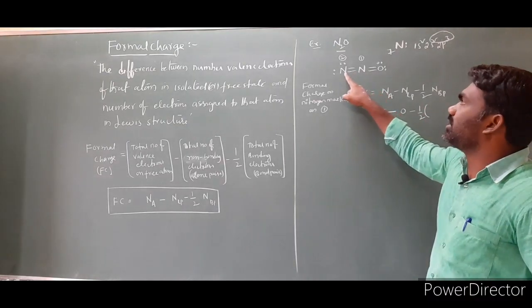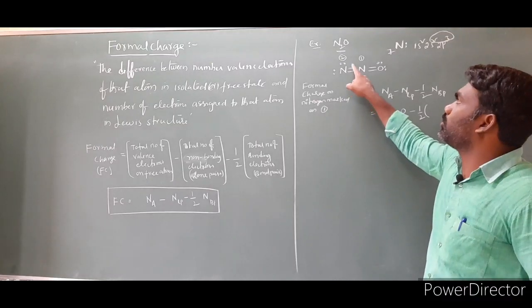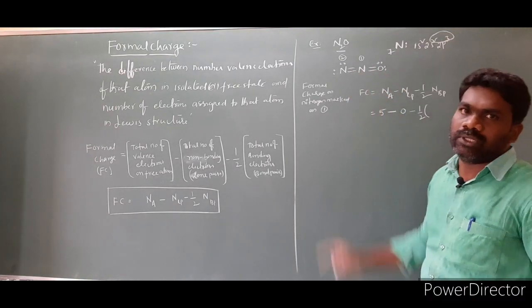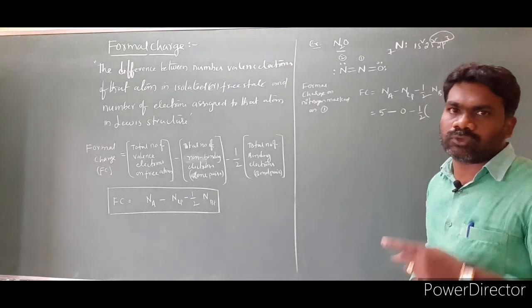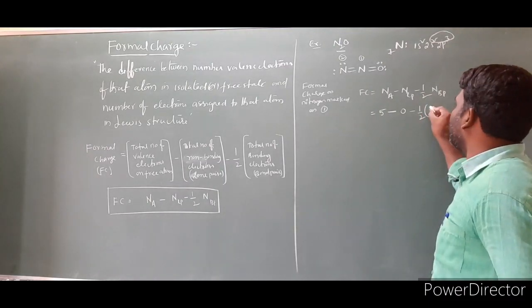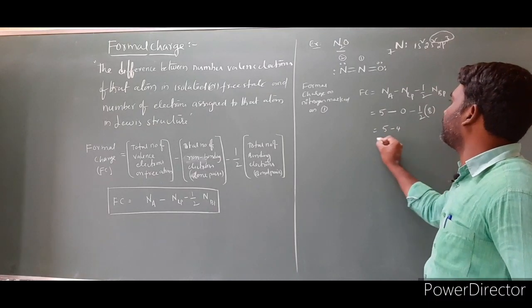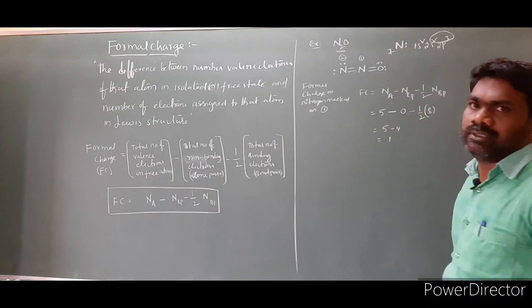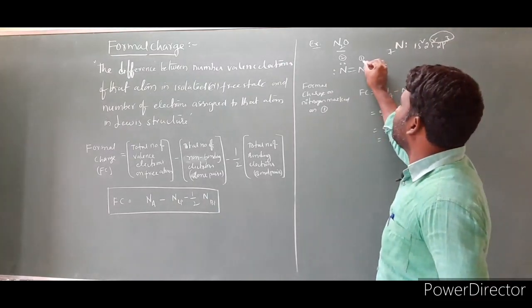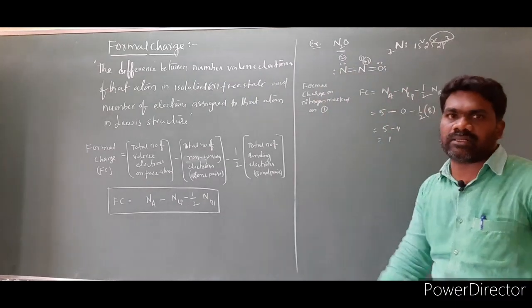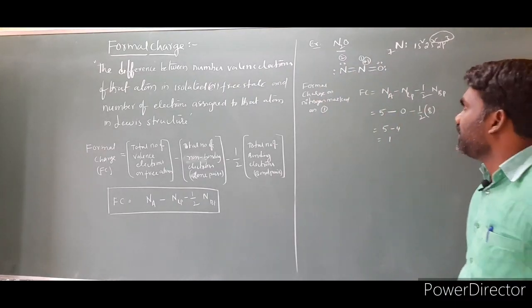This nitrogen is bonded to the other nitrogen with a double bond, 2 bonds, and bonded to oxygen with 2 bonds. Total number of bonds is 4. Each bond is made up of 2 electrons, so 4 twos are 8 electrons. That is equal to 5 minus 4, which is equal to 1. So the formal charge on the central nitrogen marked as 1 is plus 1.